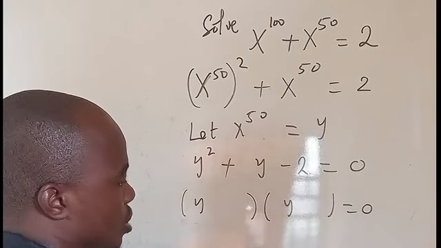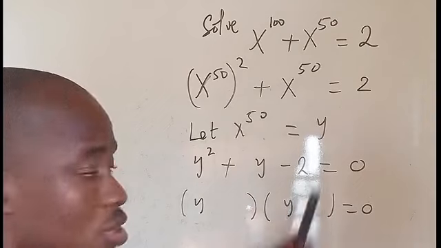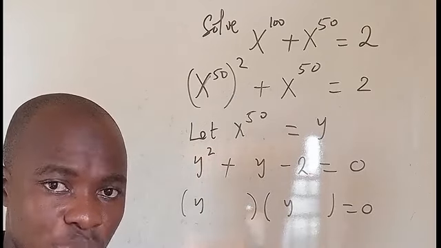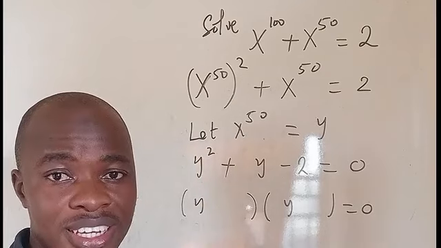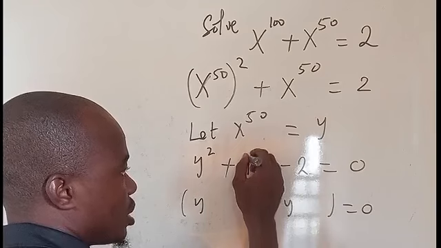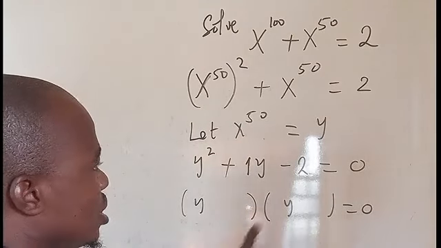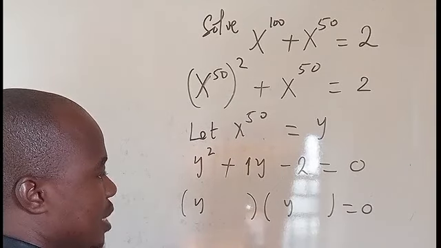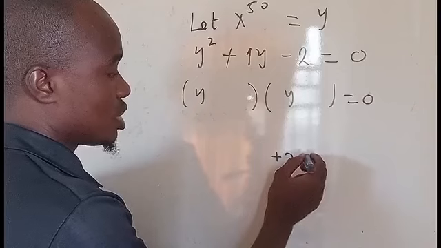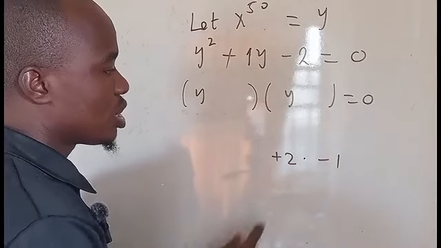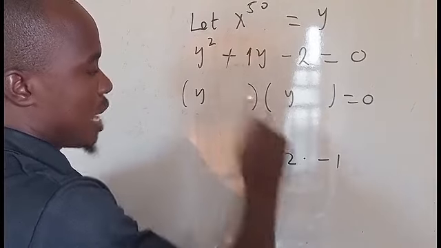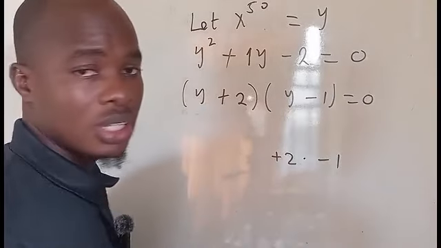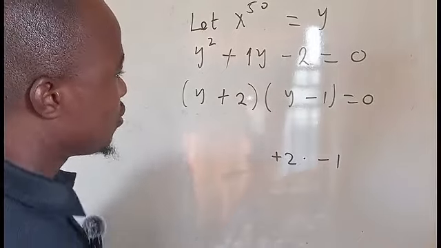Alright, so factorizing this, we're going to look at the two factors of minus 2, so that when you multiply them together, we are going to have this minus 2, but when you sum them, you're going to have this plus 1. Now, the 1 here is hidden, all right? So the factors of minus 2 are plus 2 and minus 1. Plus 2 times minus 1 gives minus 2, and plus 2 plus minus 1 gives 1. So therefore, we have plus 2 and minus 1. Understood? So we just factorized that.